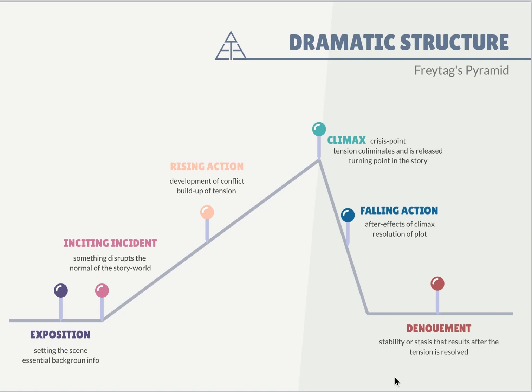So this is called Freytag's pyramid because it forms a sort of pyramid shape, right? Like you're climbing up a hill till you get to the climax and then you come back down again. Basically, you start with exposition, which is setting the scene, giving the reader some background information so that they know, okay, here's the deal, here's the kind of world that we're in, here's what's been going on, here's the relationships between the characters, here's who everybody is.